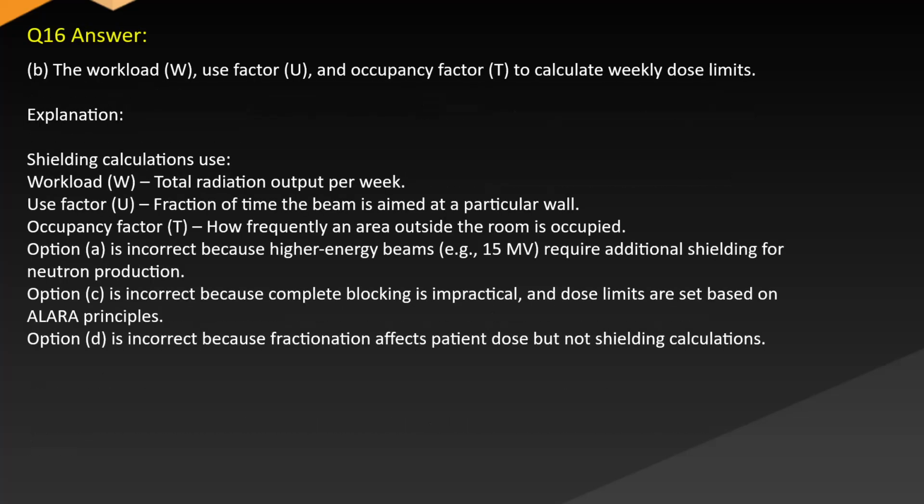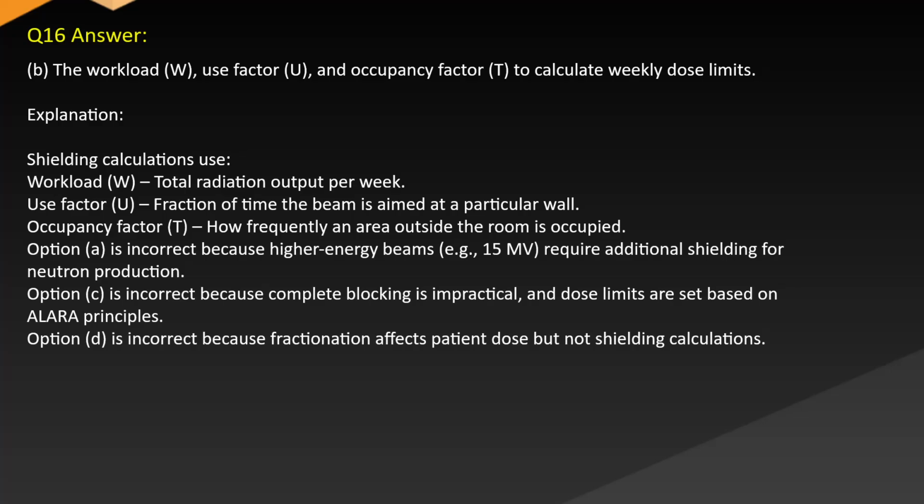Answer: B. The workload W, use factor U, and occupancy factor T to calculate weekly dose limits. Explanation: shielding calculations use workload W, total radiation output per week, use factor U, fraction of time the beam is aimed at a particular wall, occupancy factor T, how frequently an area outside the room is occupied.